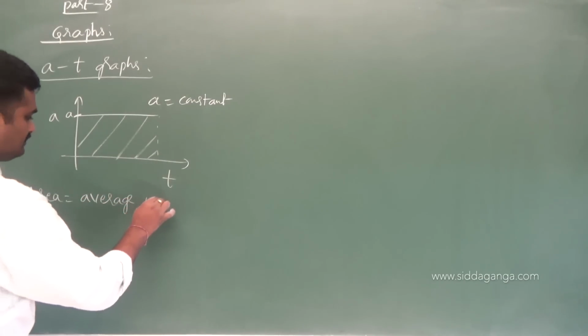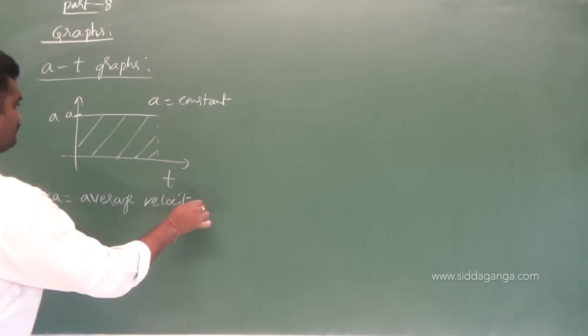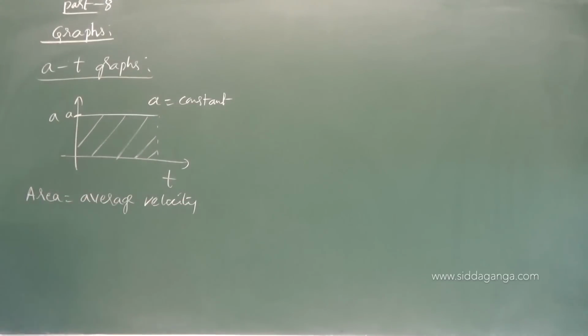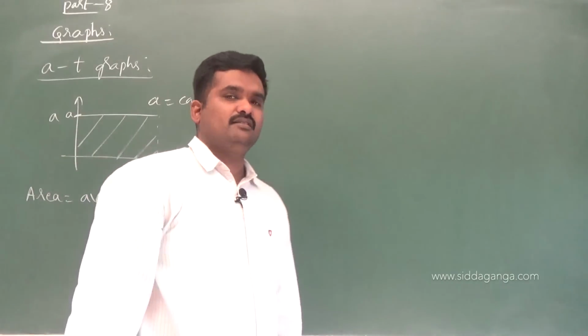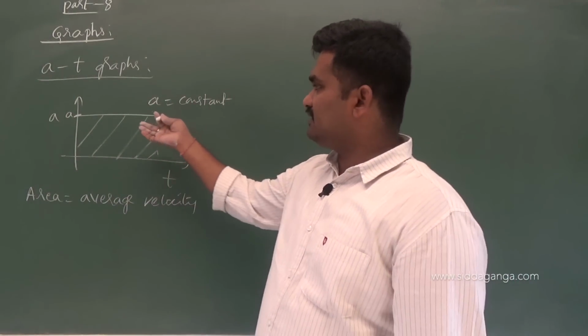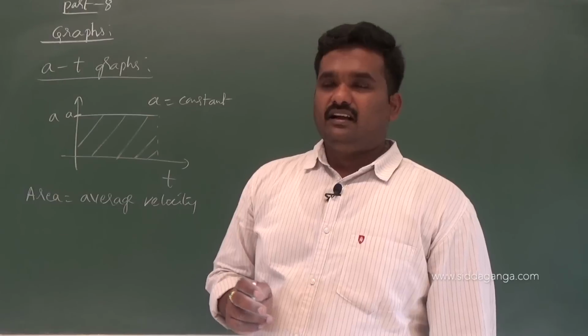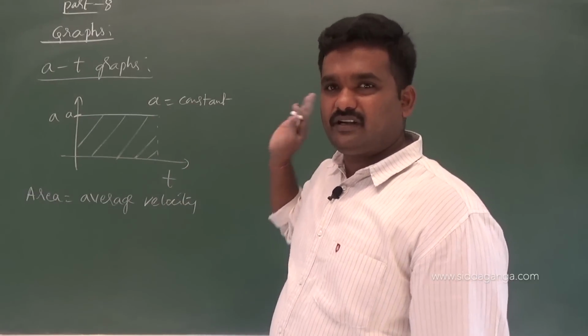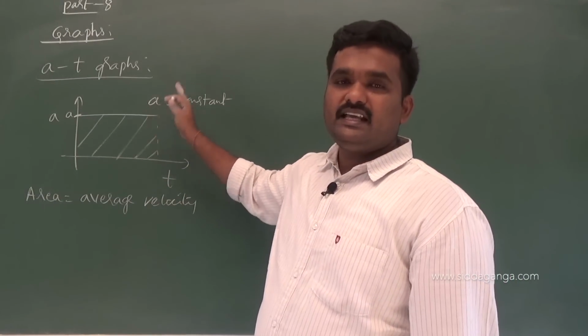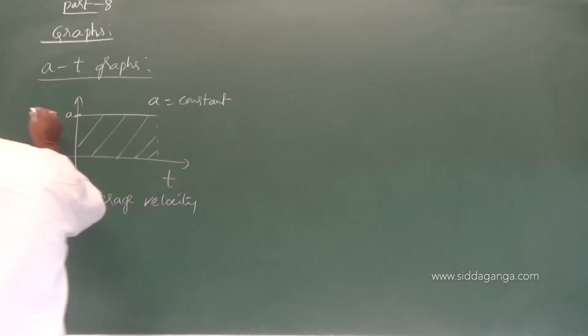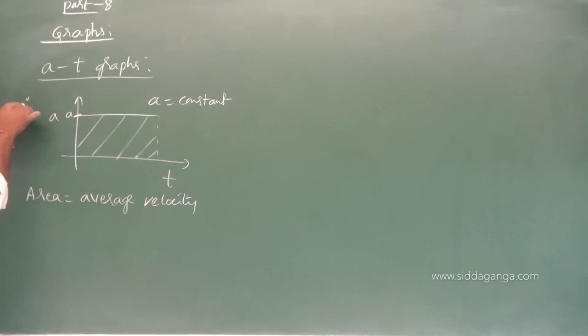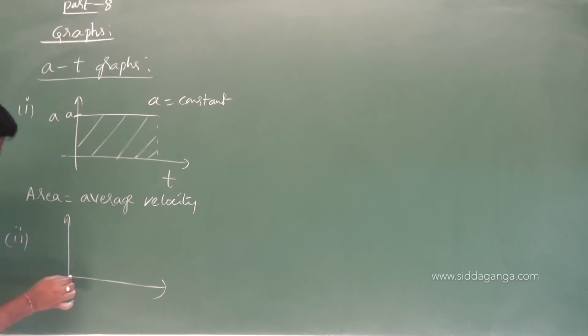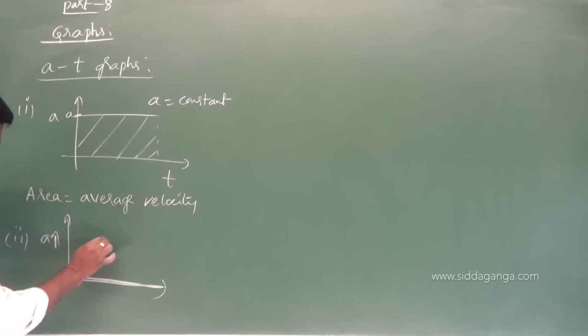Average velocity, for the area under the acceleration time graph. Non-uniform acceleration means the value of acceleration goes on changing. Accordingly, you can plot the graphs in a number of different ways. This is very important. A is 0, acceleration is 0. What do you mean by that? If I plot the graph like this, here the value of A is 0.